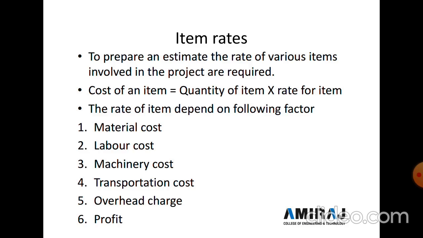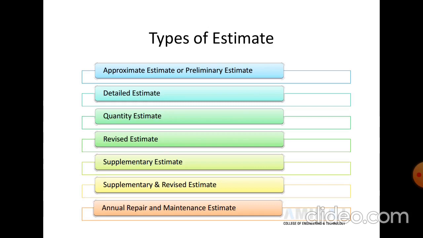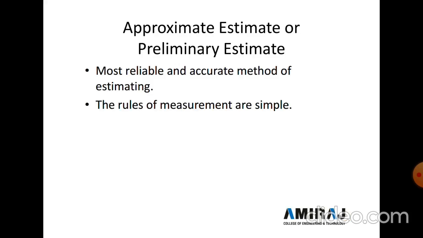First is the approximate estimate, another name for which is preliminary estimate. Second is detailed estimate. Third is quantity estimate. Fourth is revised estimate. Fifth is supplementary estimate. Sixth is supplementary and revised estimate. And seventh is annual repair and maintenance estimate. One by one we discuss all the types of estimate. We start from the first one, the approximate or preliminary estimate.